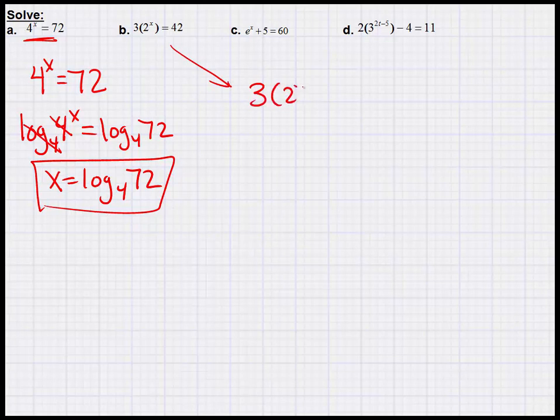Let's do the next one. 3 times 2 to the x equals 42. First, isolate the exponential. It's not isolated. Get rid of this 3. Divide. You get 2 to the x equals, divide 42 by 3, and you get, what's that, 14?